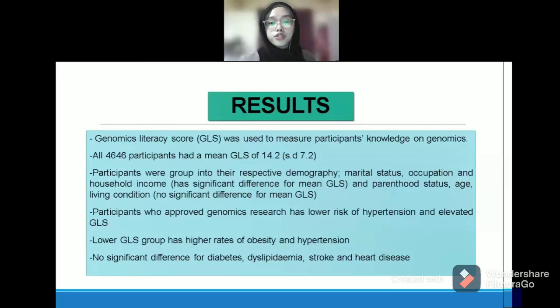Participants who approve of genomic research have a lower risk of hypertension and an elevated GLS, whereas the lower GLS group has higher rates of obesity and hypertension. There was no significant difference for diabetes, dyslipidemia, stroke, and heart disease.